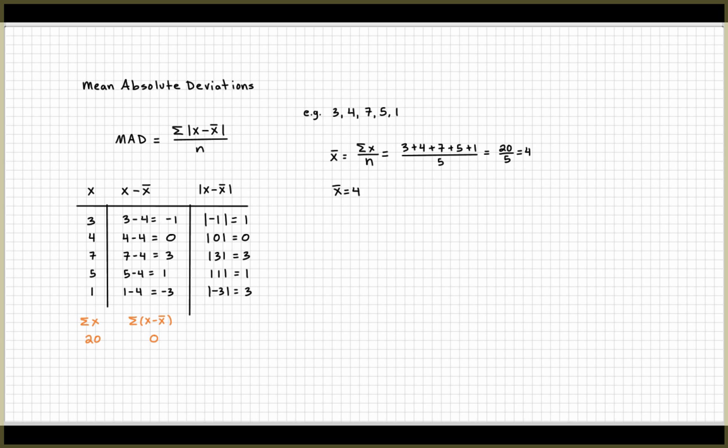Okay, and then let's sum the last column here. And what is that going to be? The sum of the absolute value of x take away x bar is going to be 8. Okay, now we use the formula. MAD is equal to the sum of the absolute value of x minus x bar, over n. What's that? That's right, 8 divided by 5. And that's your answer.